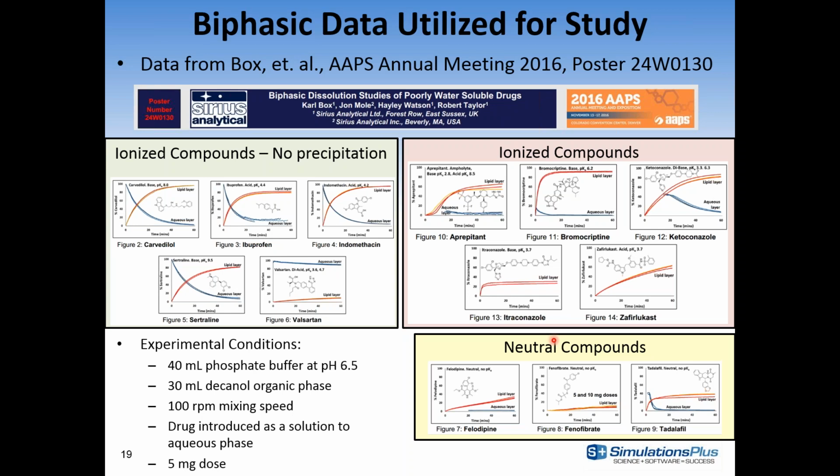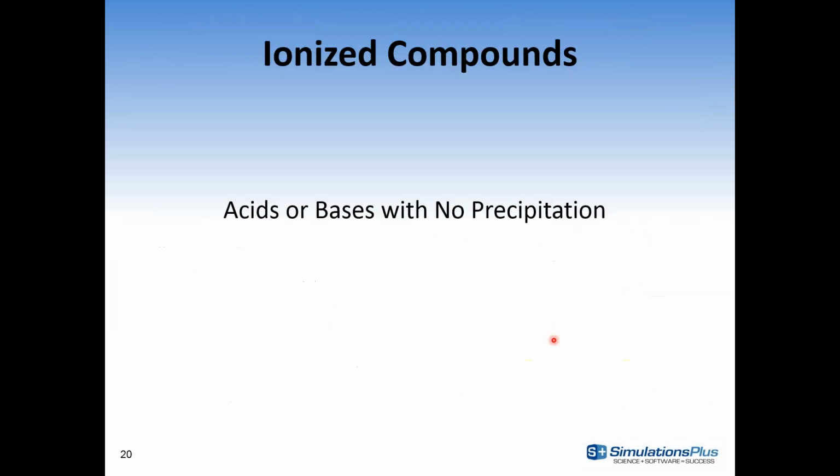And then on the right-hand side, there are some neutral compounds and ionizable compounds where there is supersaturation at pH 6.5 and there is precipitation. So the experimental conditions are shown there on the bottom left. They're small volume experiments, 40 mL aqueous, 30 mL organic. These are decanol and a 5 mg dose for each of these.